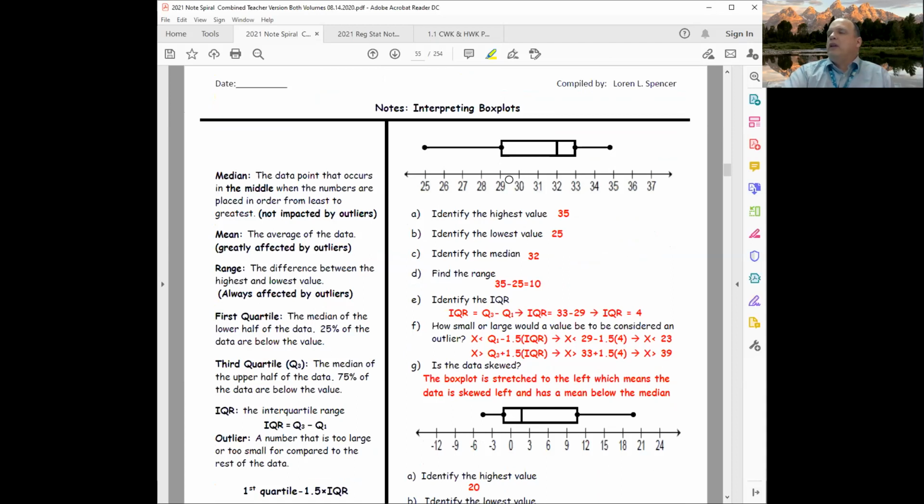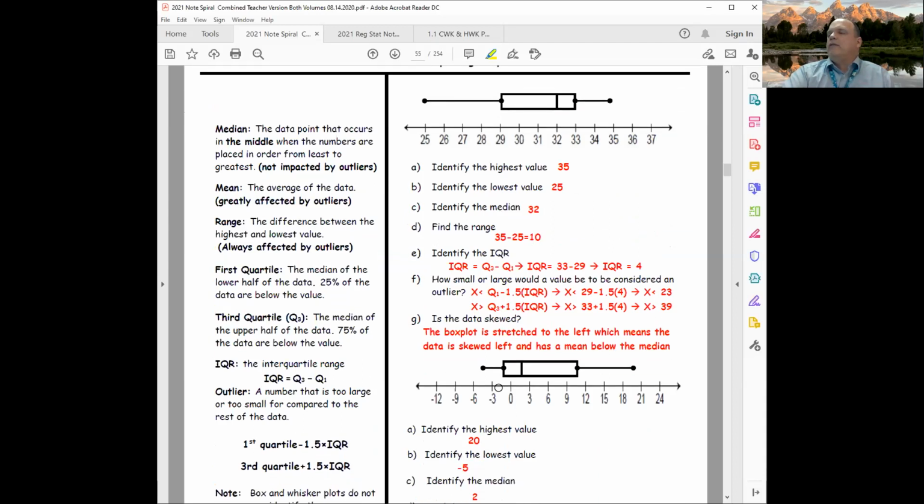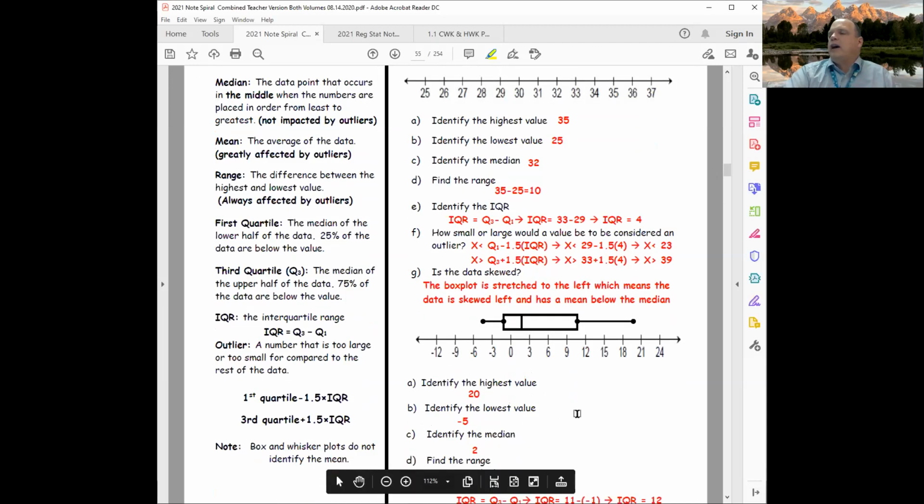And that's for the A through G problem. The next problem, identify the highest value. Approximately 20. The lowest value is about -5. Identify the median, about 2. Find the range. Once again, 20 minus a -5. Be careful about the double negative, so that's 25.